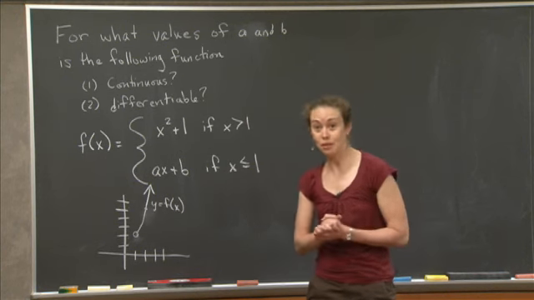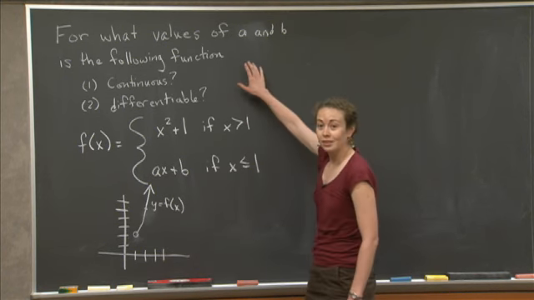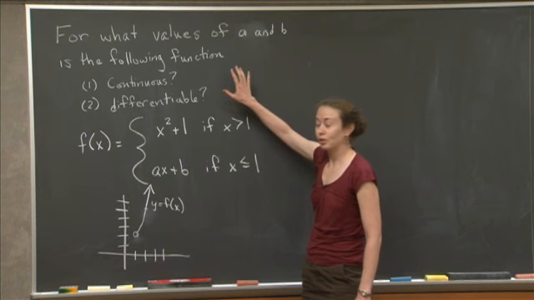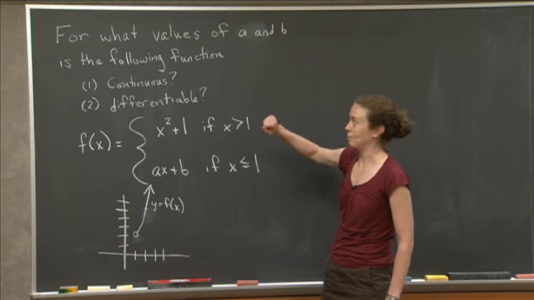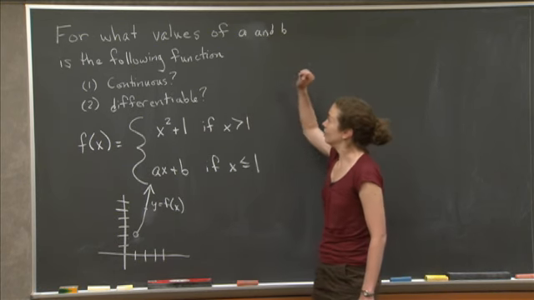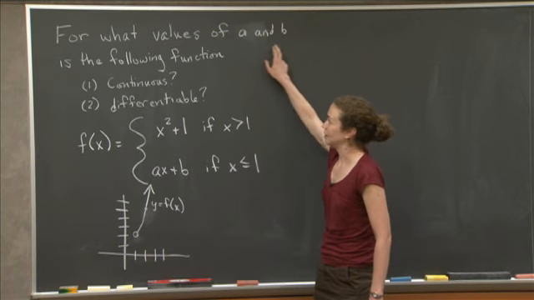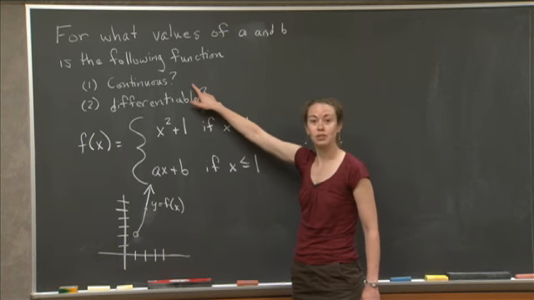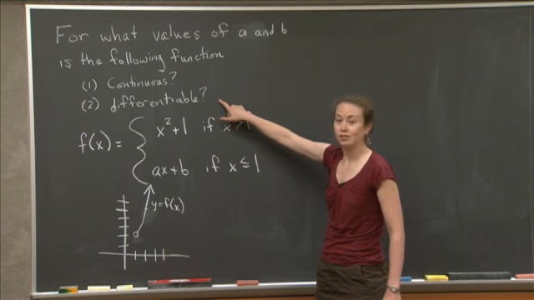So we're going to deal with a piecewise function. I'm going to ask a question. I'll give you a little bit of time to work on it, and then we'll come back. So the question is the following. For what values of a and b is the following function either first continuous or second differentiable?